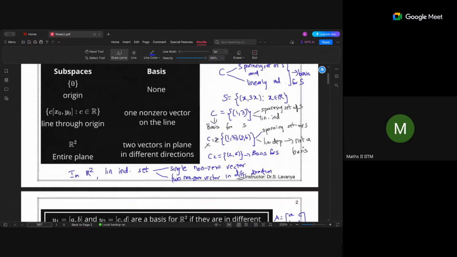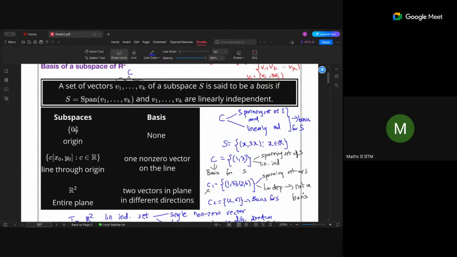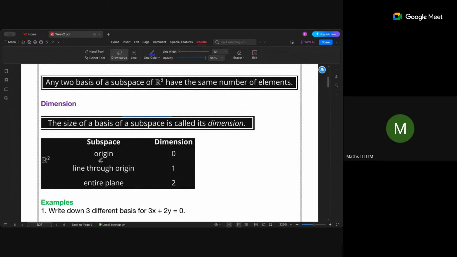Okay, for example, how many elements are there in the basis for the 0 subspace? No elements. So what should be the dimension? 0. How many elements are there in the basis for any straight line passing through origin? 1. So dimension is 1 for any straight line passing through origin. And for the entire plane, how many vectors are there in any basis? Two vectors in different directions. Yes, only 2 vectors. So dimension is 2. Okay. So here you see that for the subspace origin, the dimension is 0. For a line passing through origin, the dimension is 1. And for the entire plane, the dimension is 2. Okay. Is it clear?